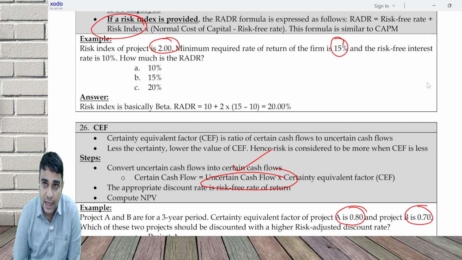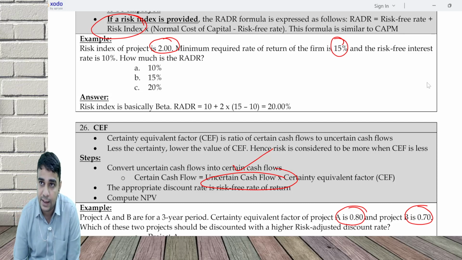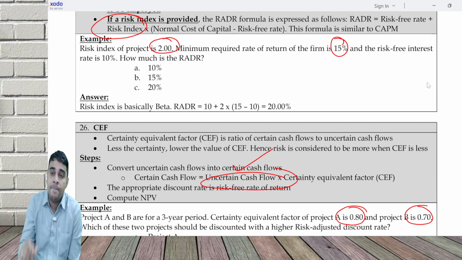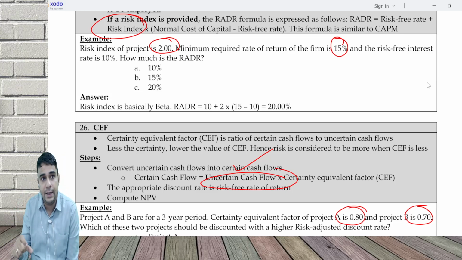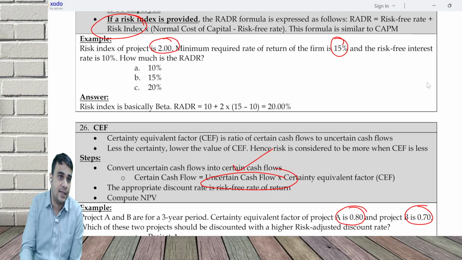So uncertain cash flow is given in the question. Certain cash flow is equal to uncertain cash flow into the CEF. You'll have to discount this at risk-free rate of return. High CEF indicates low risk, low RADR. Low CEF indicates high risk, high RADR. That's the link between the two.